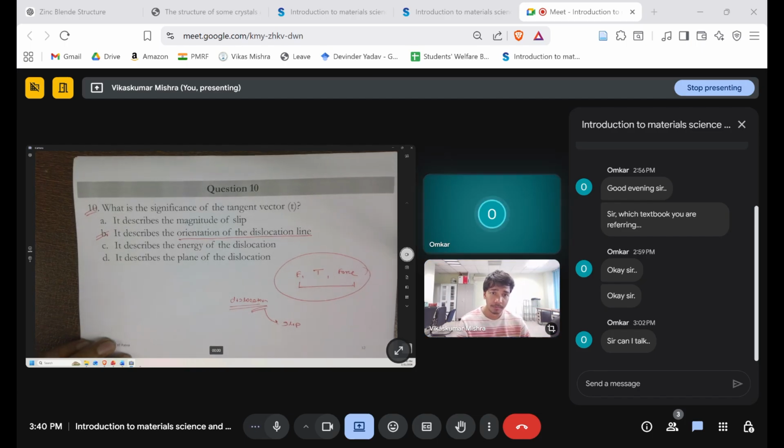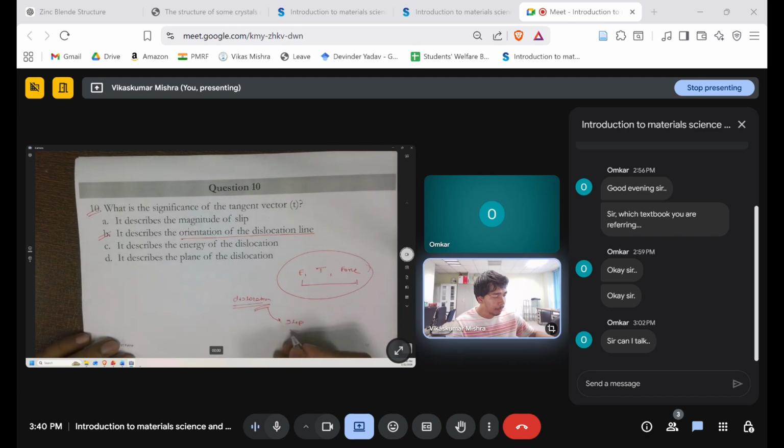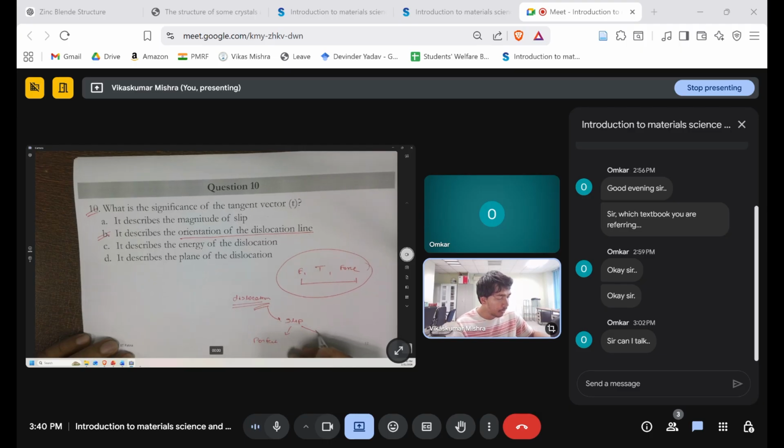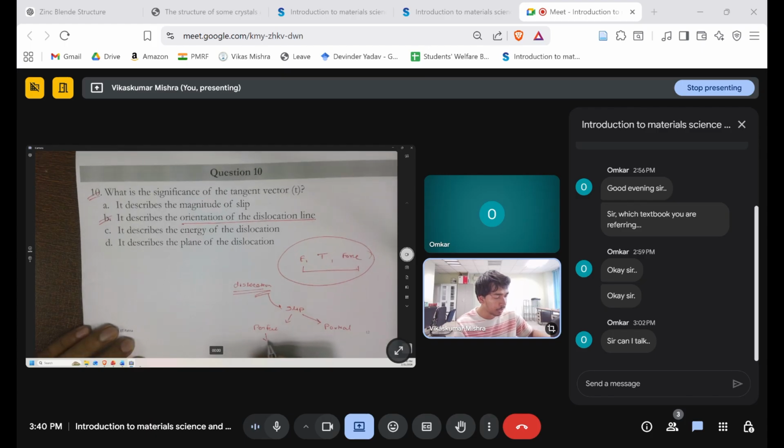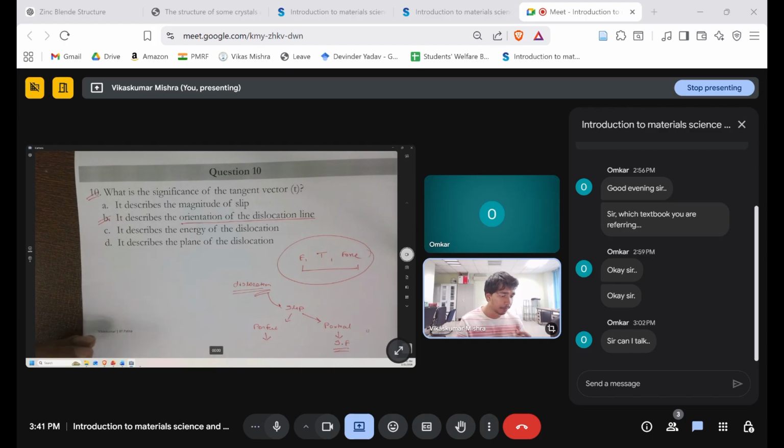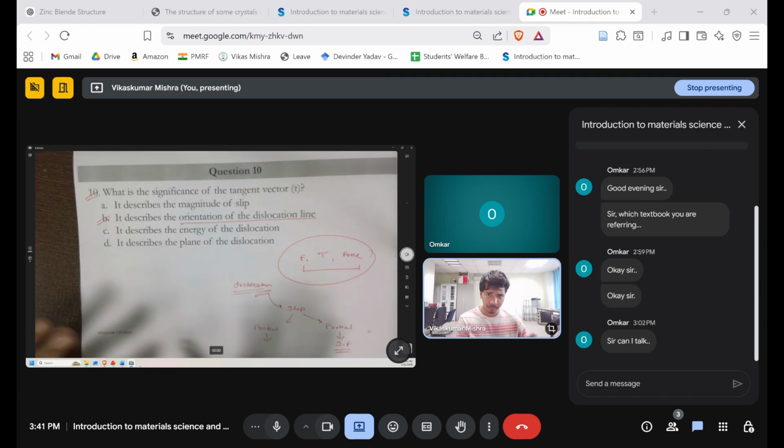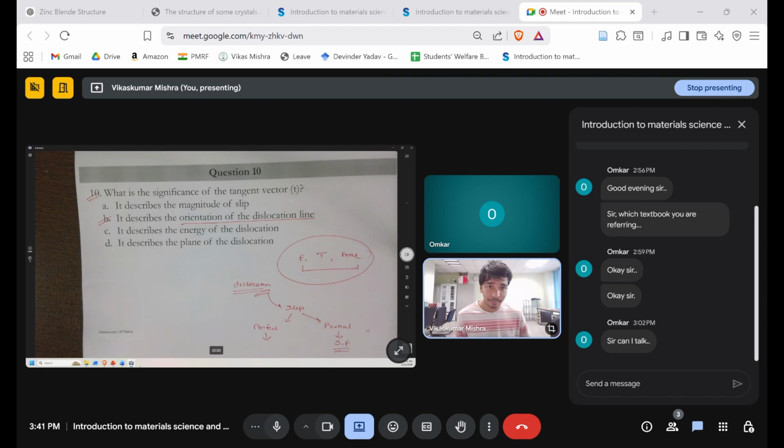Okay, sir. Yeah, great. Now, if the slip occurs by lattice translation from one lattice to another, then it's a perfect dislocation. If not, then it is a partial dislocation, which we have studied in the class. The perfect dislocation is what we have studied, the edge dislocation. A partial dislocation will lead to the creation of a stacking fault, which we are going to study in detail later on. So this question was on the orientation of the dislocation. Let me know if you have any doubt.